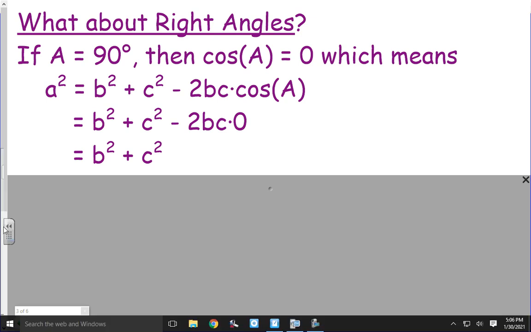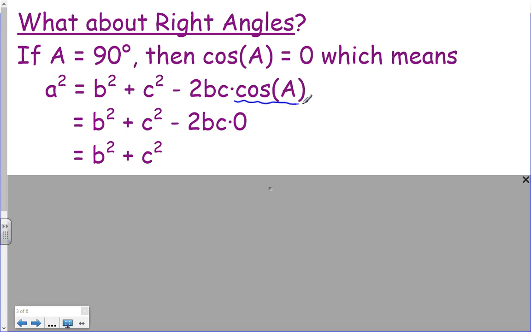So that means we'd have the following. If I take a squared and set it equal to b squared plus c squared minus 2bc cosine of A, that's just our law of cosines. This cosine of A, we just set up above. We're letting A be 90 degrees, so the cosine of 90 degrees is going to be 0. Of course, 2bc times 0 is going to give you 0, so that term just drops right out. You'll end up with a squared is equal to b squared plus c squared. That formula should look very familiar to us. Hopefully we recognize that. That right there is our Pythagorean theorem.